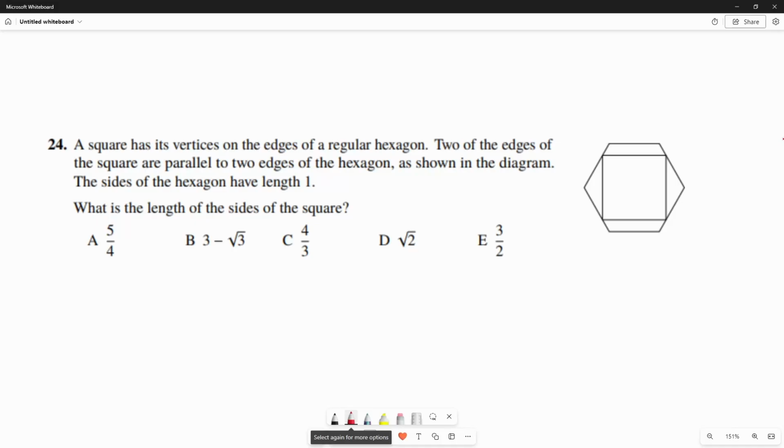This is question 24 from the UKMT Senior Math Challenge from 2023. It says that a square has its vertices on the edge of a regular hexagon. Two of the edges of the square are parallel to two edges of the hexagon. So these edges are parallel. As shown in the diagram, the sides of the hexagon have length 1. What is the length of the sides of the square?